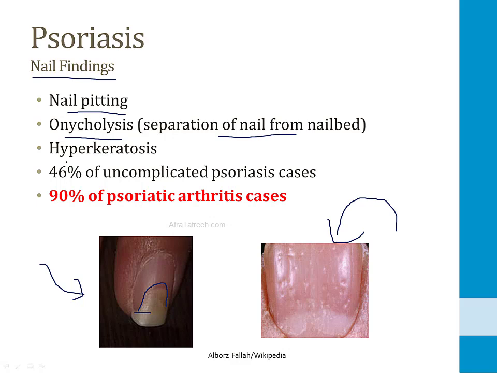You can also see hyperkeratosis, which is a darkening of the fingernail and toenails. Now, patients who have uncomplicated psoriasis, meaning psoriasis without arthritis, 46% of those patients have nail findings. But patients who have psoriatic arthritis, in addition to psoriasis, 90% of those patients have nail findings. So especially for a board question, if a patient with psoriasis is going to have psoriatic arthritis, they are probably going to have nail findings.